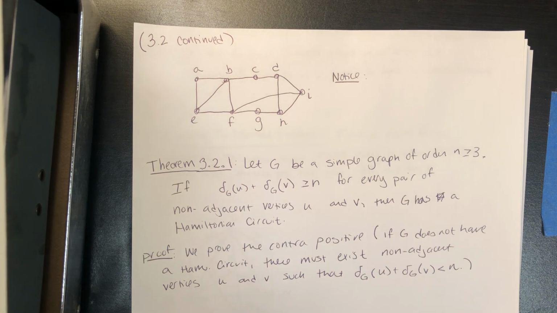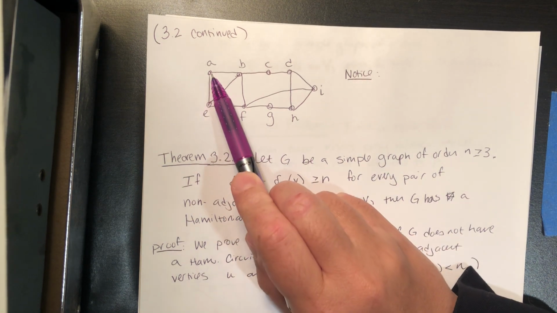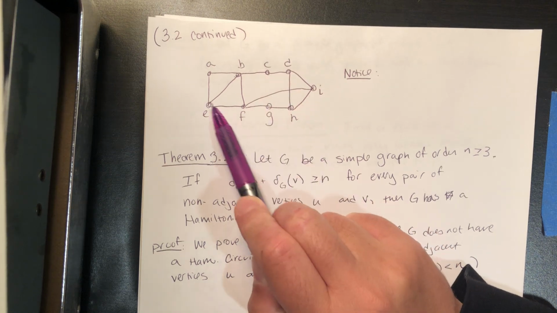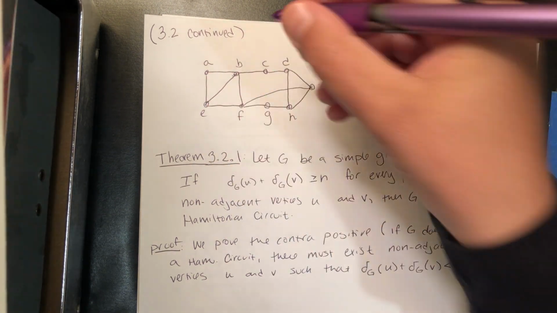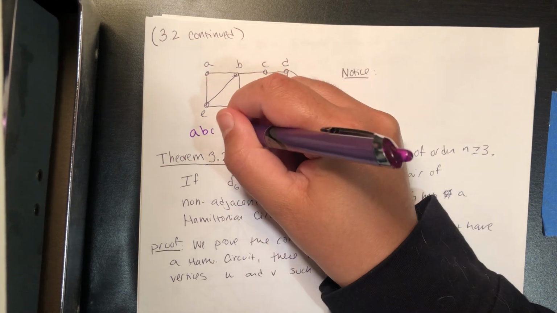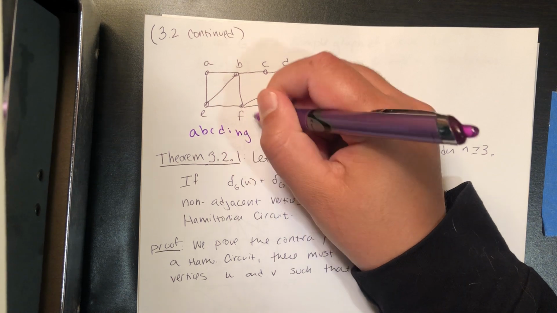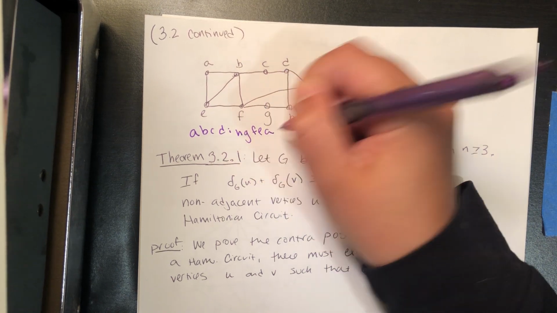In the last video, we defined a Hamiltonian path or a Hamiltonian circuit as a path or a circuit in a graph that visits every vertex exactly once. So this graph certainly has a Hamiltonian circuit. For example, you could start at A and go all around the outside and come back again. So one example would be the circuit A, B, C, D, I, H, G, F, E, A.